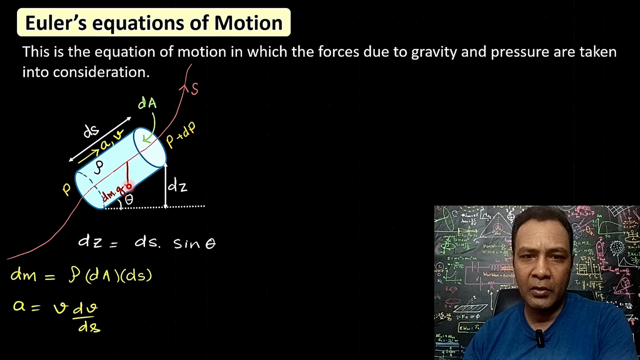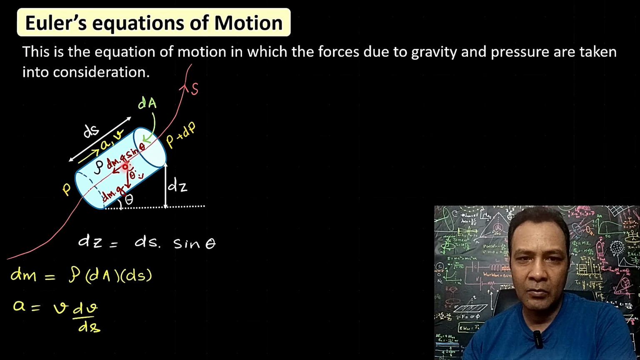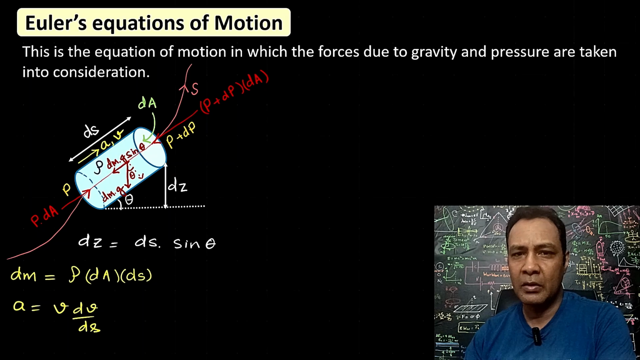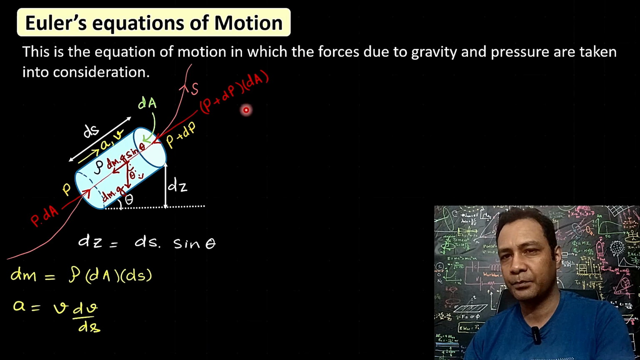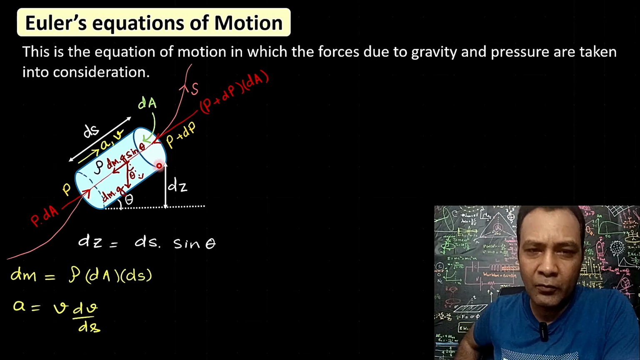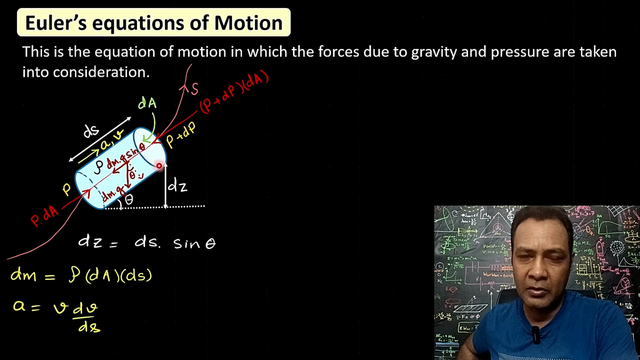We want to take the component of this weight along the streamline and normal to the streamline. So the component along the streamline will be dm g sine theta, and then there will be two more forces: the force due to pressure at this section and the force due to pressure at this section. So this force will be P into dA, and this force will be P plus dP into the area dA. So all the things are done: we have shown the forces, we have written the acceleration.